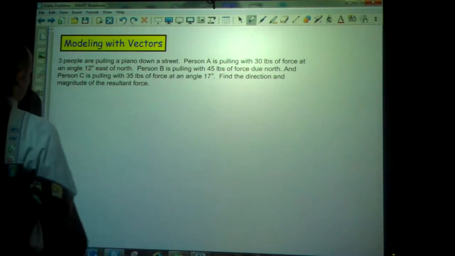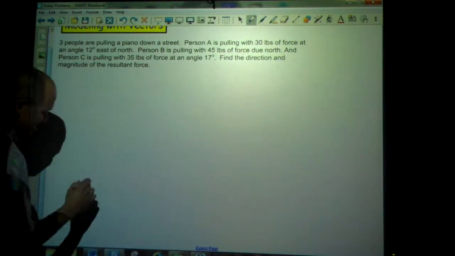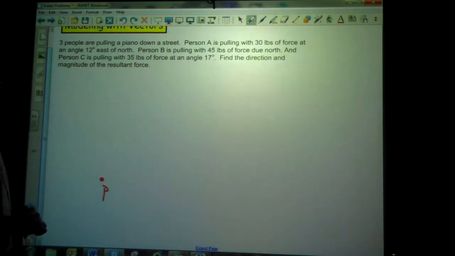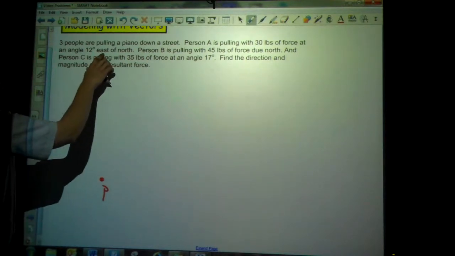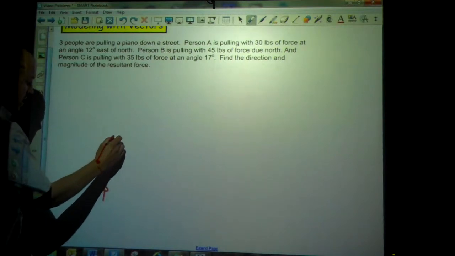So a picture of what's going on. 3 people are pulling a piano down the street. Alright, so here's the piano. Person A is pulling with 30 pounds of force at an angle 12 east of north. So east of north is going to be just like this.